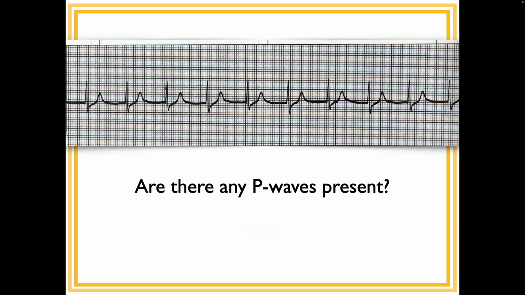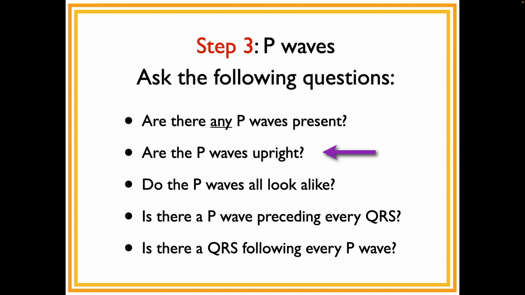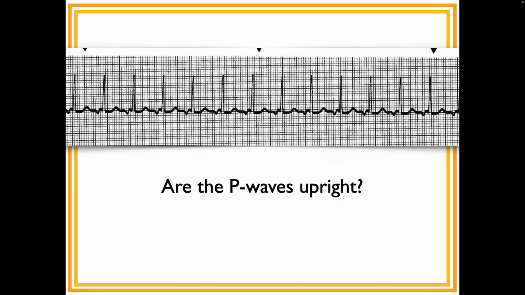No. No P waves at all. All we have is QRS complexes and T waves all the way across. No P waves. Okay? So the next question is, are the P waves upright? And Anne, what do you think? Are the P waves upright here? Can you see it?